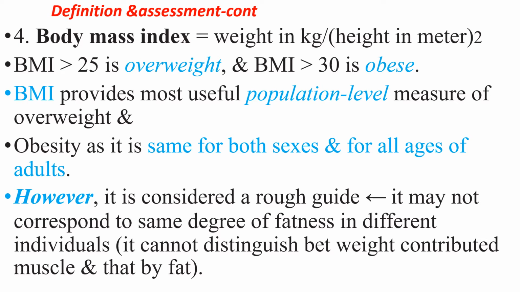BMI at the population level is the most useful indicator for obesity, as it is the same for both sexes and for all ages of adults. However, it is considered a rough guide because it may not correspond to the same degree of fatness in different individuals, since it cannot distinguish between weight contributed by muscle and that by fat.